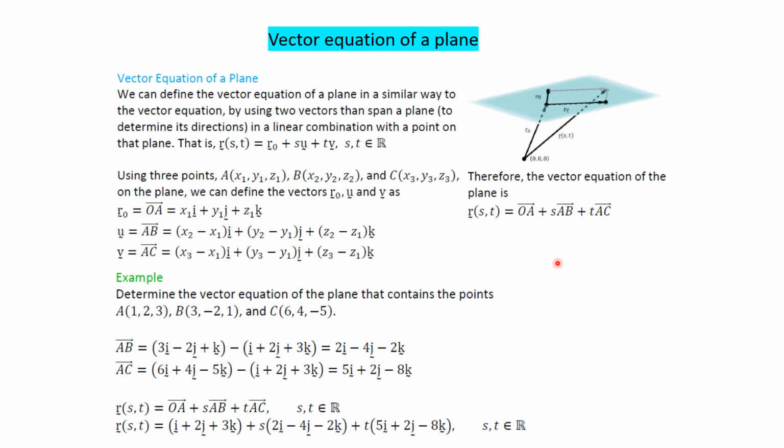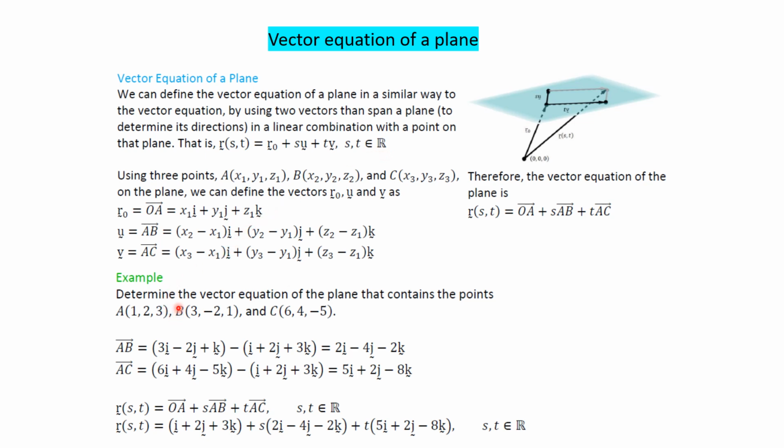Similarly, if you have a plane, you have one extra dimension. So this time you need one point on the plane, and you need two direction vectors on the plane. These vectors are not unique. They could be any vectors on the plane. S and T are the scale factors. Okay, so let's have a look at this example.